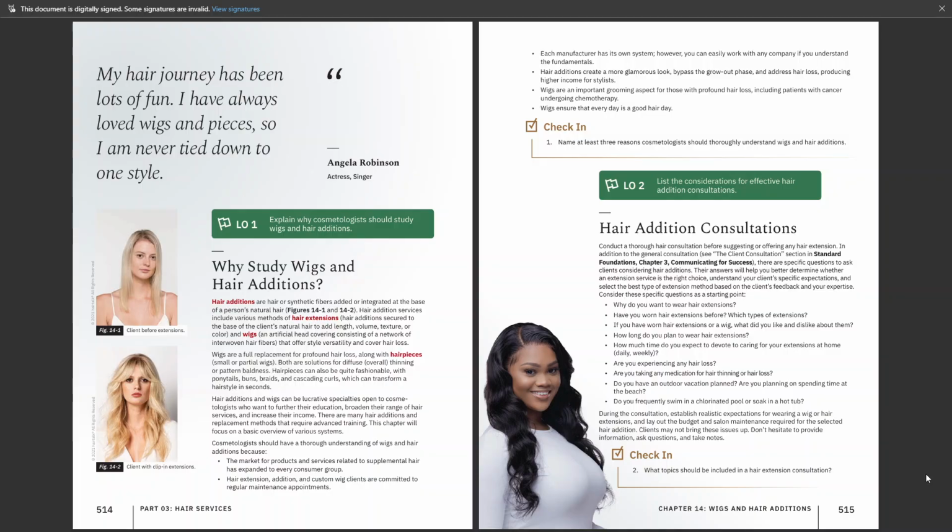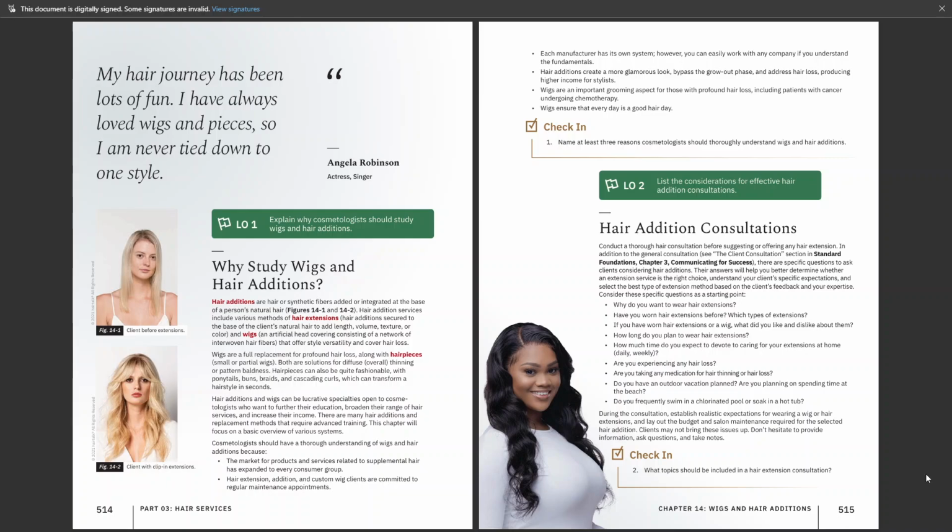There are specific questions to ask clients considering hair additions. These answers will help you better determine whether an extension service is the right choice. Understand your client's specific expectations and select the best type of extension method based on the client's feedback and your expertise. Consider these specific questions as a starting point.